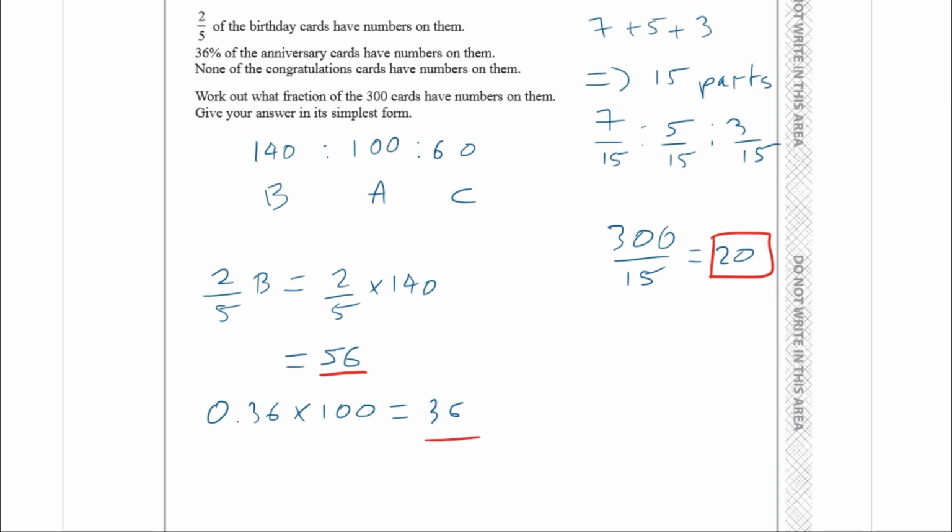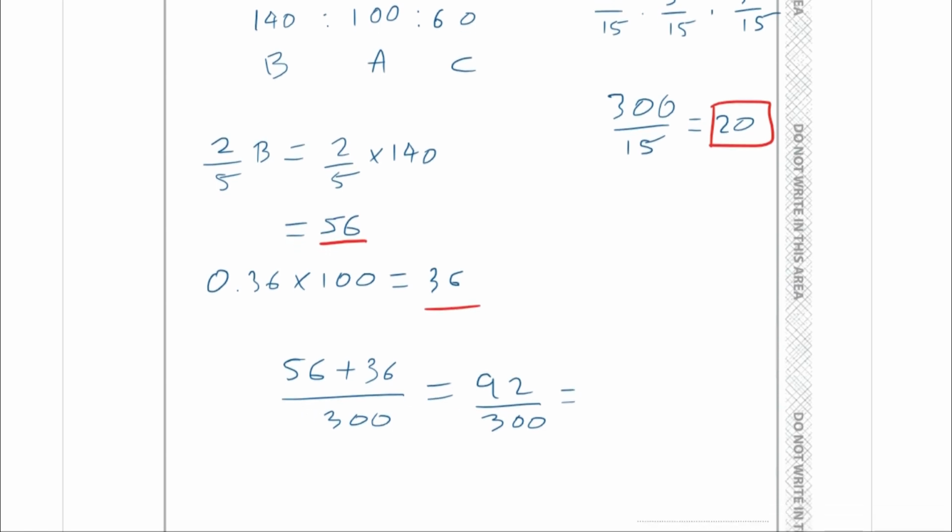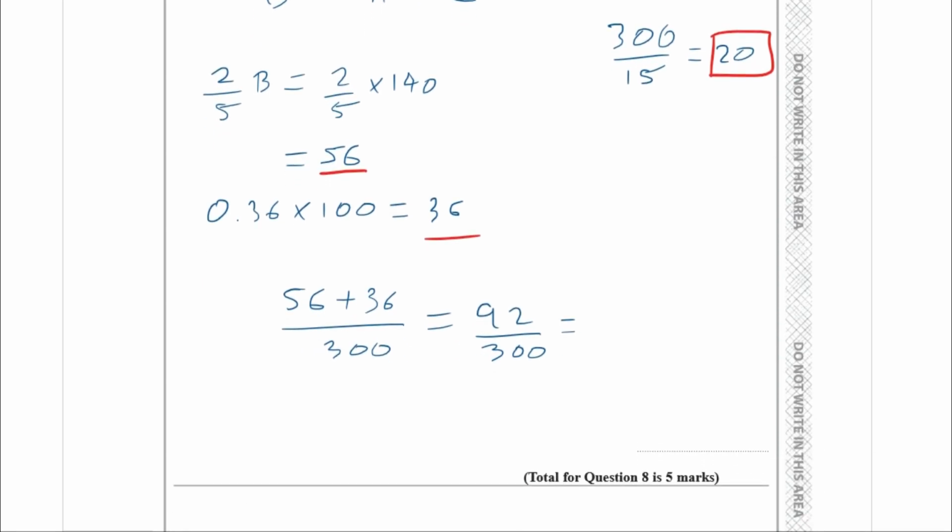So work out what fraction of the 300 cards have numbers on them. Oh, okay, so we need to figure out a fraction here. So 56 plus 36, all out of 300, and probably we're going to need to simplify that fraction. 56 plus 36 is 92, so this is going to be 92 out of 300. 92 is not a multiple of 3, so we won't be able to divide that by 3.